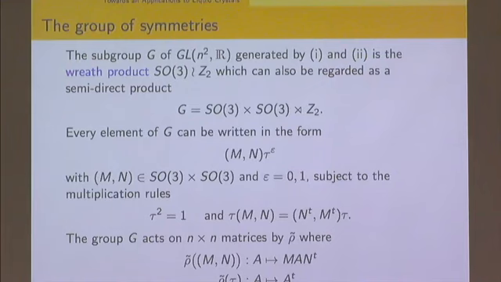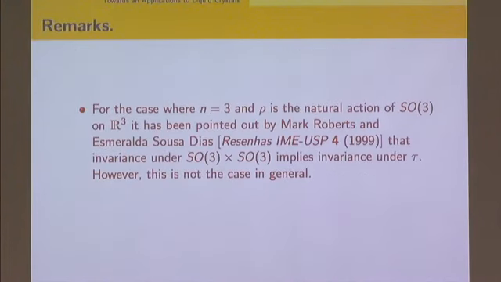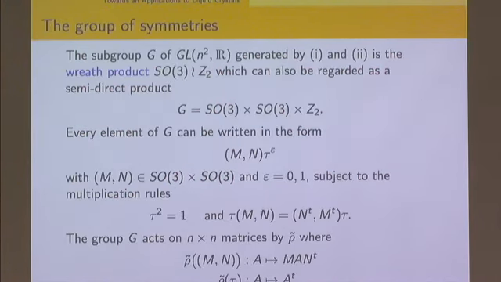So we have an action of this group on the space of n by n matrices given by rho tilde, where rho tilde does the following: it multiplies A from the left with M, from the right with N transposed, and if you apply it to tau, it goes to the transpose of A. So we have this group acting on GL(N), and the next step is when n is 3.